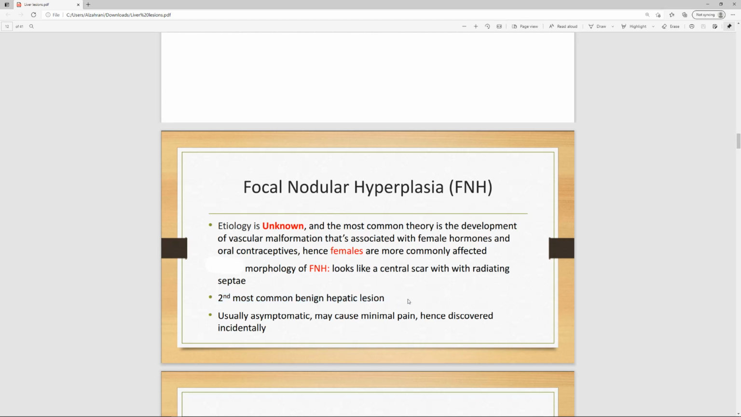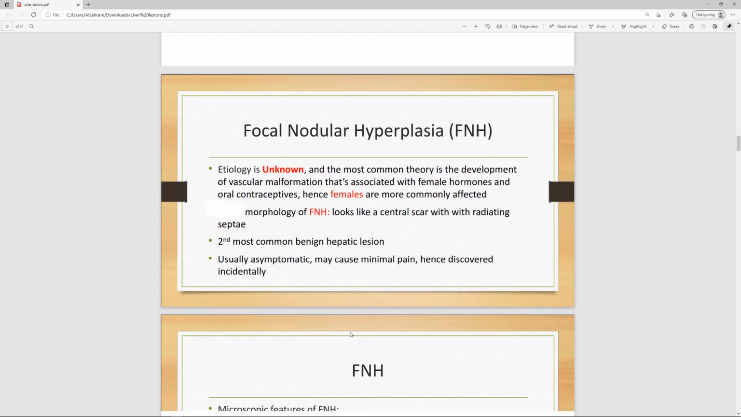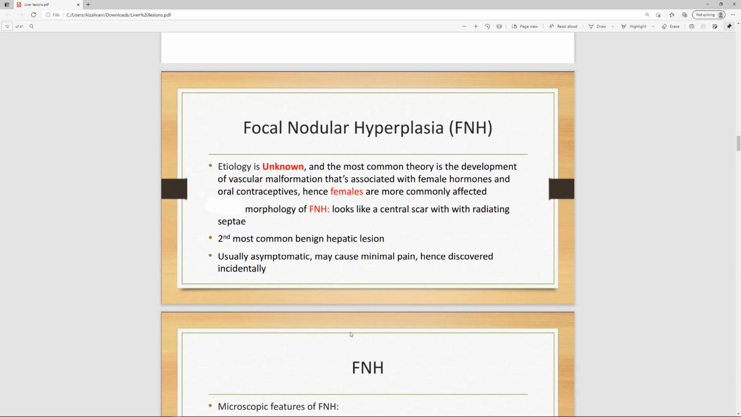Okay, this is the second most common benign hepatic lesion. Do you remember what is the first one? The first one is hemangioma. So the second is focal nodular hyperplasia. It is usually asymptomatic, but sometimes they cause minimal pain, hence discovered incidentally, but most of the time it is asymptomatic.